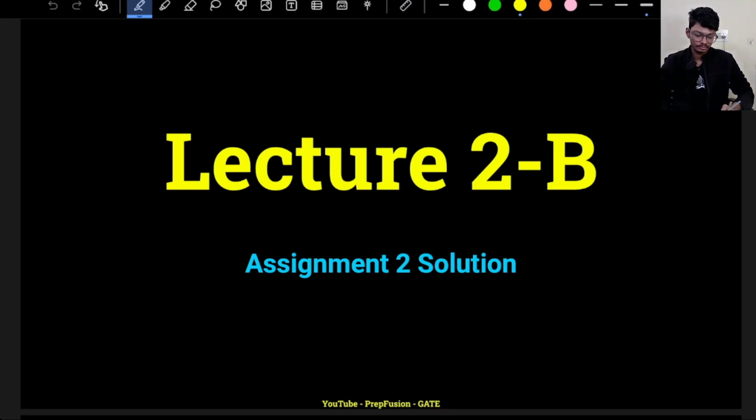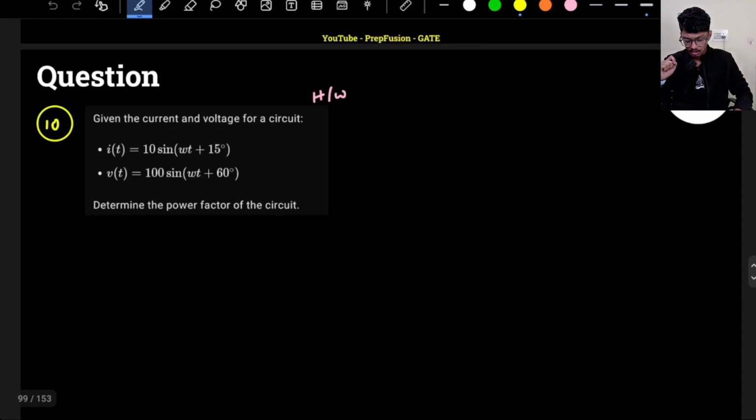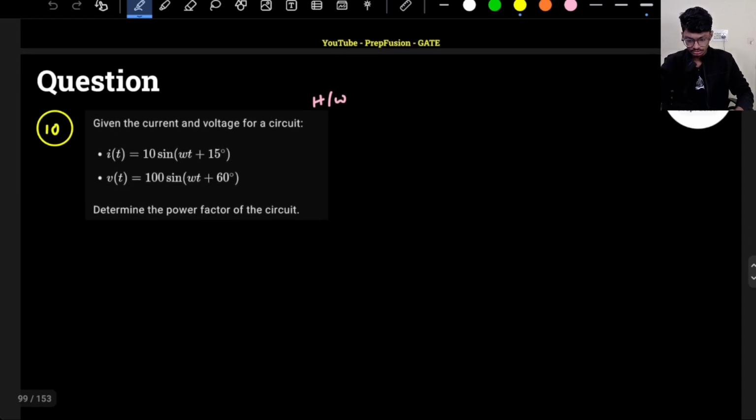So today we will start with the assignment 2 solutions. So this was the first homework question. We have been given a current and voltage across a circuit, I of t and V of t. So we have to determine the power factor. So what is power factor? Power factor is the angle between the voltage and current.